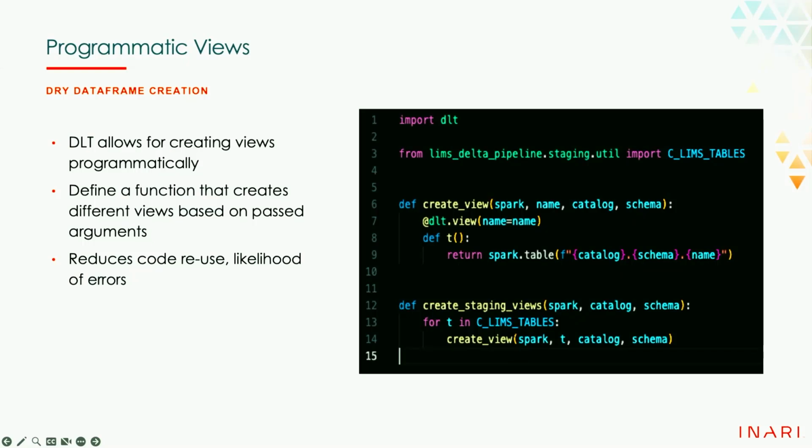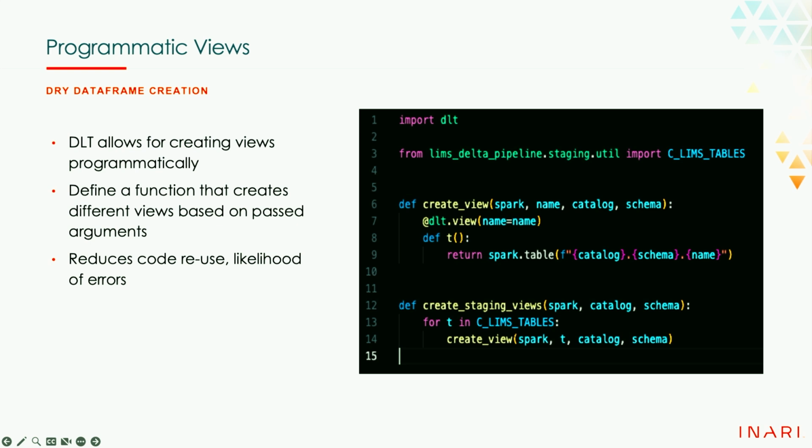So one thing that we did take advantage of as well within DLT is the idea of programmatic views. So what is this? Well, you can do DLT views or tables as part of your top level code, but you can also do it within a function. So that means you can create different views depending on the arguments you pass into the function. So this reduces your reuse of code and reduces the likelihood of errors because you're only defining it once and you're getting the same results back depending on what arguments you pass in.